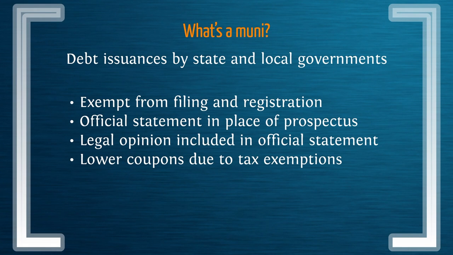It's simply a debt issuance made by a state or local government. And what makes it different from other types of bond issuances is that these are exempt from filing and registration requirements. They have what's called an official statement instead of a prospectus, which includes a legal opinion. In addition, they have lower coupons because they get certain tax exemptions as well, which makes them very different from a corporate bond.